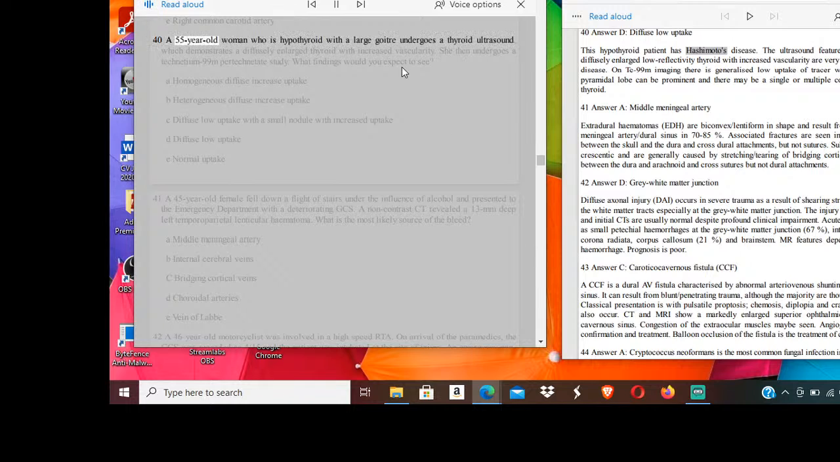40. A 55-year-old woman who is hypothyroid with a large goiter undergoes a thyroid ultrasound, which demonstrates a diffusely enlarged thyroid with increased vascularity. She then undergoes a technetium 99 pertechnetate study. What findings would you expect to see? A, homogeneous diffuse increased uptake. B, heterogeneous diffuse increased uptake. C, diffuse low uptake with a small nodule with increased uptake. D, diffuse low uptake. E, normal uptake.